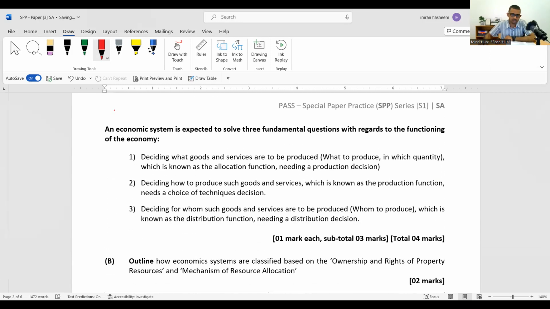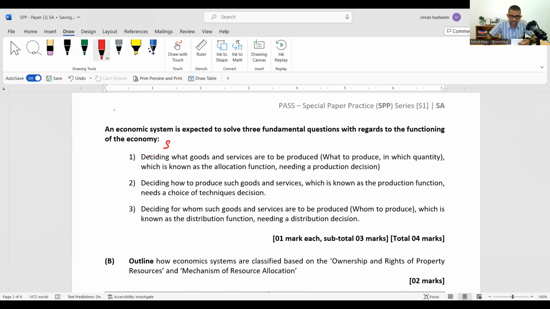Then what are the functions of an economic system? You don't have to write it in all of these ways. If you say what to produce in which quantity, how to produce and for whom to produce, marks will be given. Understood? But when we say functions, it's good if you say deciding, solving, words like that.